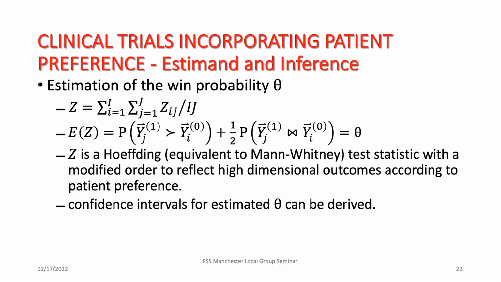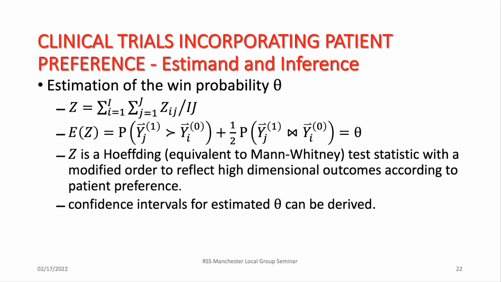So to estimate the winning probability for the trial, basically we do this Hoeffding test. We select everyone from the control arm and everyone from the treatment arm. We calculate their Z_ij, then we average them across. And so this expected value is consistent. And also when you get a large sample, this really follows the normal with known variance.